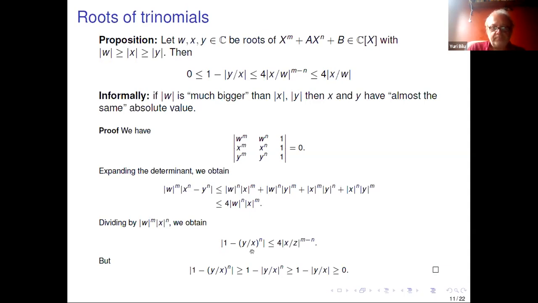But now the triangle inequality tells that this is greater or equal than just the difference of absolute values. And since Y over X is smaller than one, we finish the proof. So it's very, very easy. But this simple estimate is the basis of everything that follows.